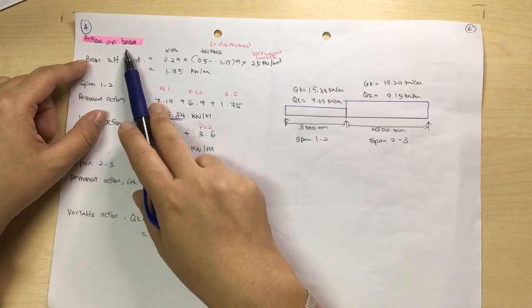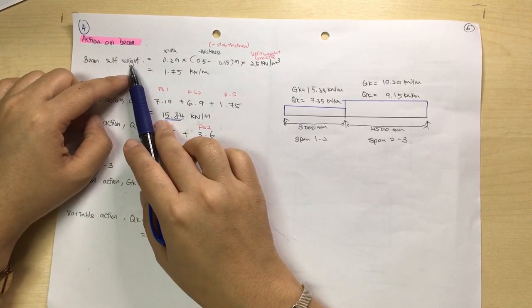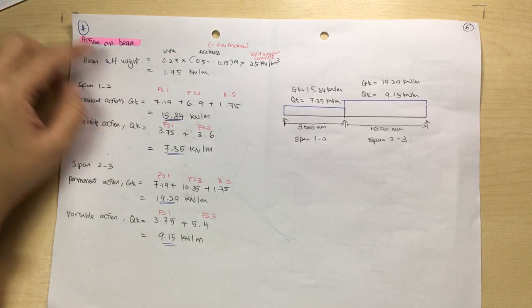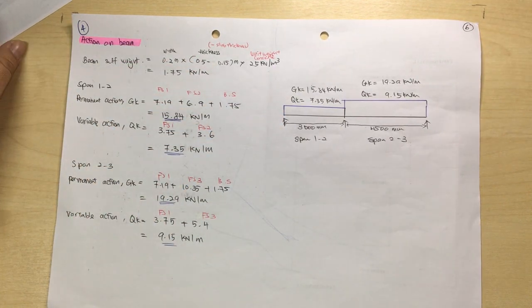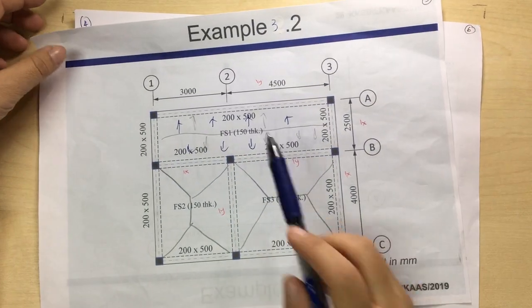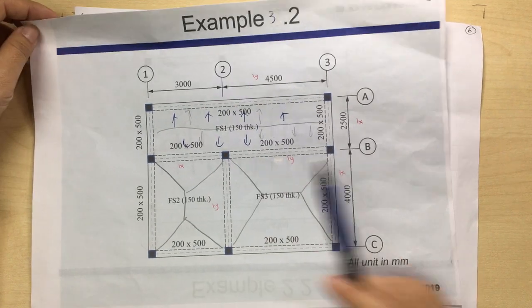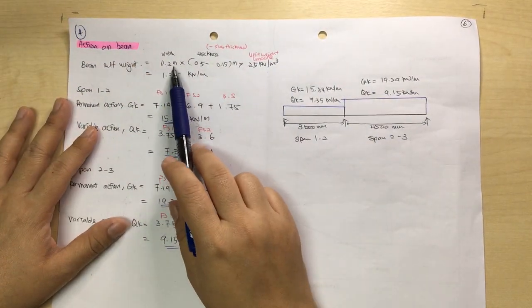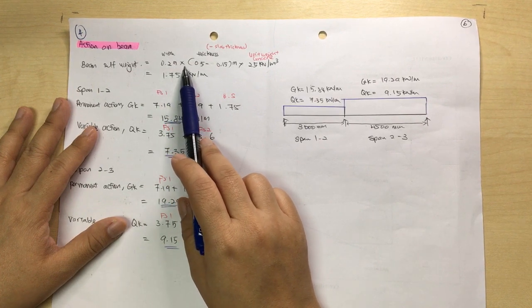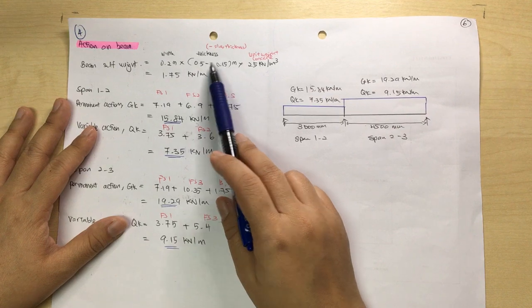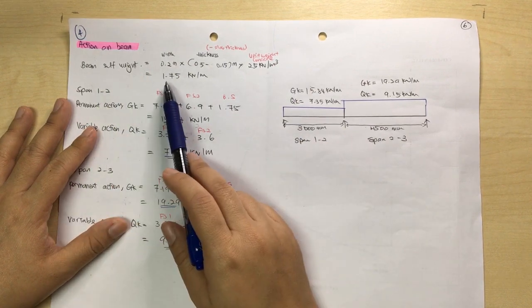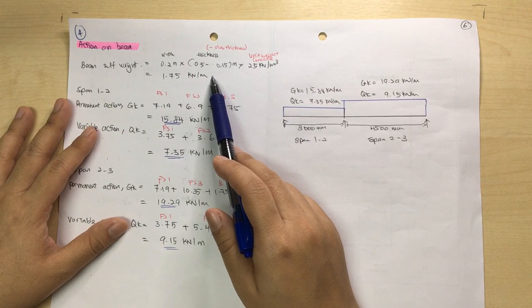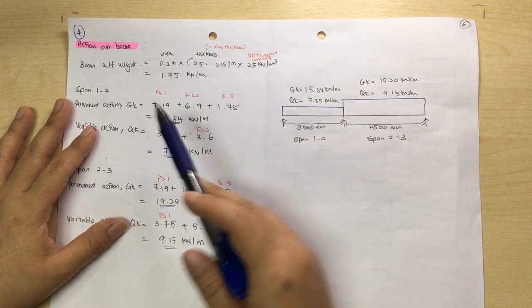Once you get all these values, then you can calculate the action on beam. The action on beam you need to calculate is the beam self weight. From the questions you already have the beam size, which is 200 times 500, all the same. So it is 0.2 meter times thickness 0.5 minus 0.15. Why? Because we need to minus the slab thickness, and then times the unit weight of concrete. So you will get the beam self weight is 1.75 kilonewton per meter run. So here is every meter, whereas just now the slab was every meter square.